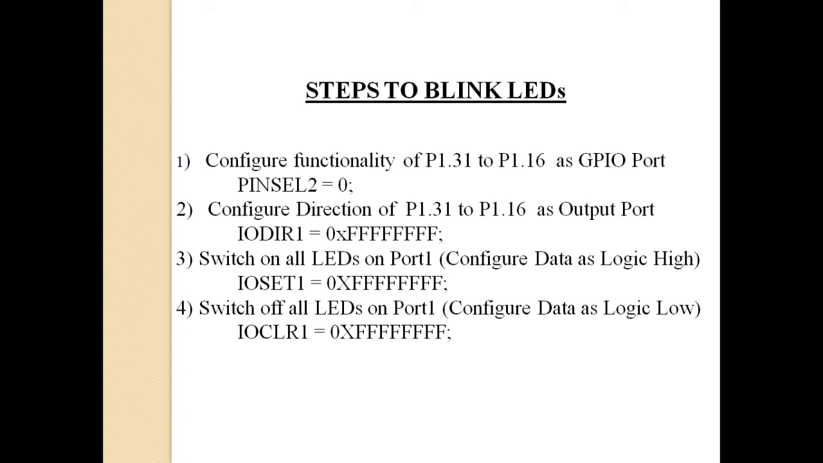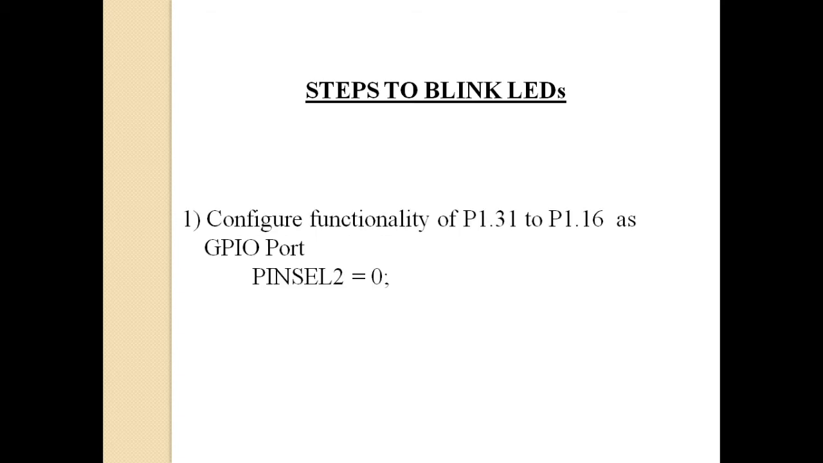Next step is that you need to write a logic 1 as data to that pin, so the pin will be generating VCC and LED will be on. Similarly, if you want to make the LED off, you need to write a logic 0 to that pin, so LED will be off. So these are the four steps. So we will see the first step. You need to configure the functionality of P1.16 to 31 as GPIO.